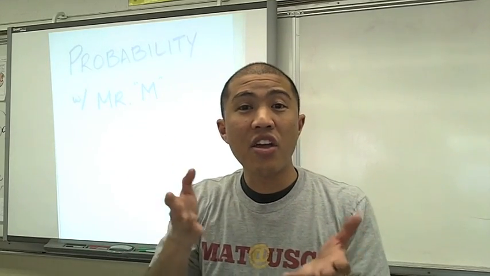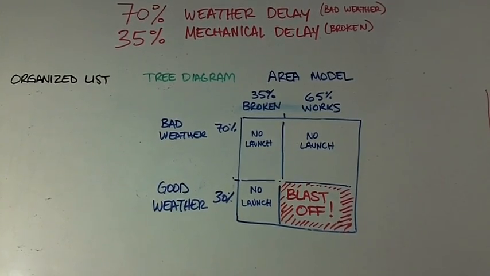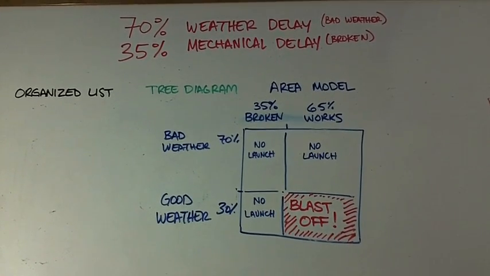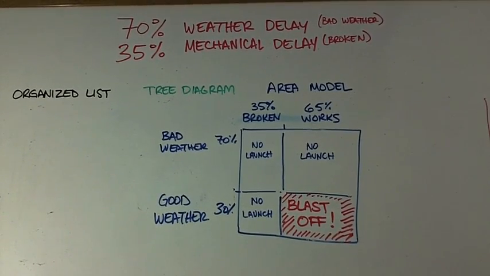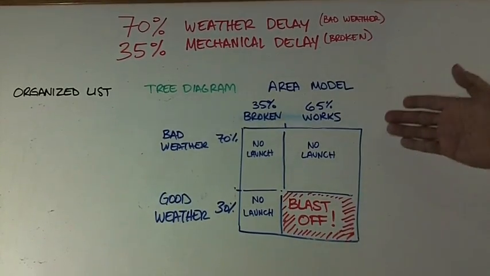Okay, so now you have all those choices. Let me show you what I got. I decided to use an area model. I didn't do an organized list or tree diagram. I just wanted to use a model, so I made a box and then I divided it up by the options that I had. So the 35, 65, 70, and 30.